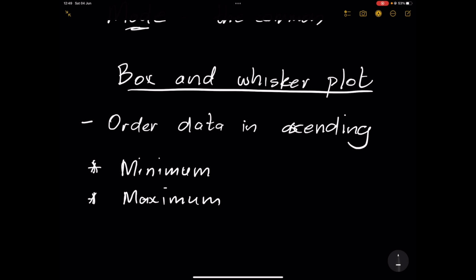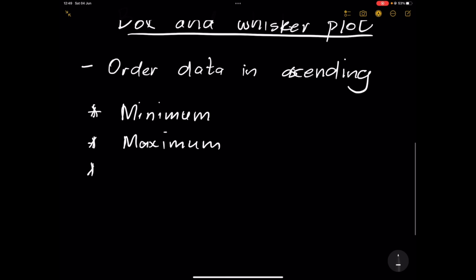Now, the other value that I'm going to look for is my mean. Remember how we said we look for the mean? No, actually not the mean, rather the median. Sorry about that. So I'm going to look for the median in that case. And then, once I've found these three values, I'm also going to look for what we call Q1.